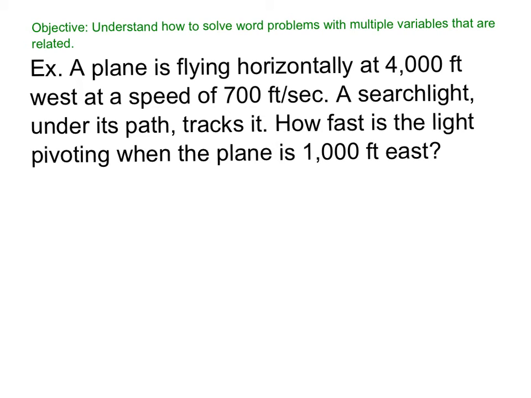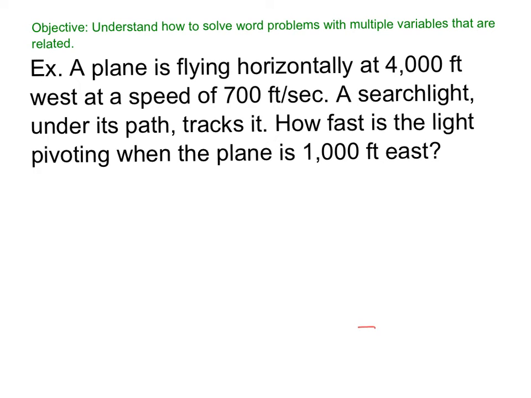A plane is flying horizontally at 4,000 feet west at a speed of 700 feet per second. A searchlight under its path tracks it. How fast is the light pivoting when the plane is 1,000 feet east?